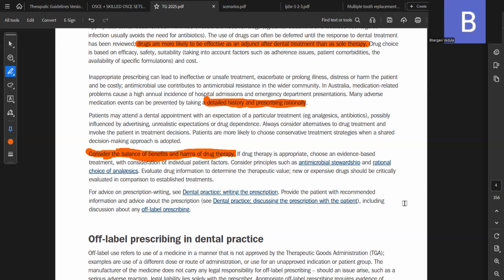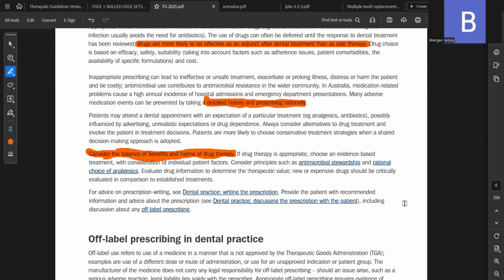Consider principles such as antimicrobial stewardship. Stewardship means nothing but it's like we have to act like a warden who is disciplining the students. We have to be very careful. Rational prescribing of antibiotics is called antimicrobial stewardship. And rational choice of analgesics, even the painkillers also. The NSAIDs we routinely take or give to the patient, they have cardiovascular effects, renal effects, and gastrointestinal effects. They have an effect on respiratory rate, and they can cause bleeding. So we have to choose carefully and rationally.